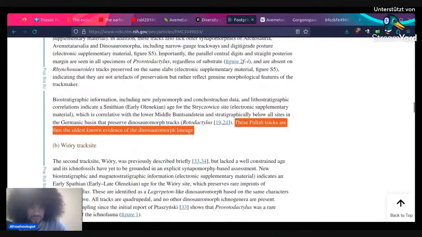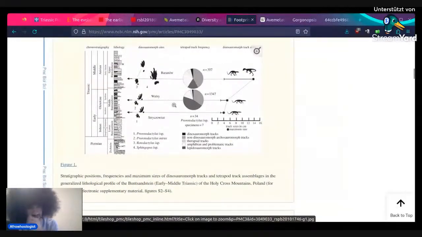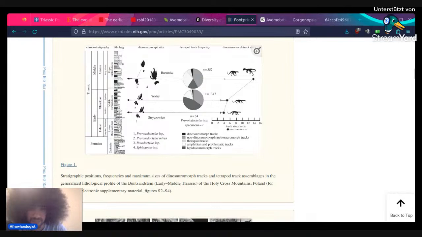So the oldest known tracks of dinosauromorph lineage. So the oldest evidence we have of dinosauromorphs in the lineage. So let's say these are dinosauromorphs. Even then, the oldest evidence we have just comes from 5 million years prior.